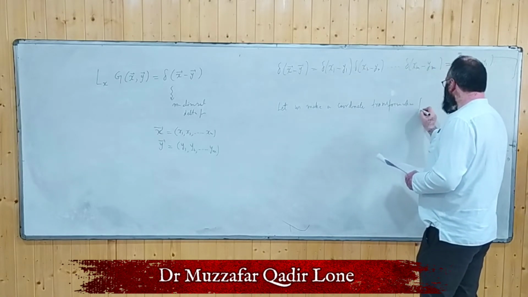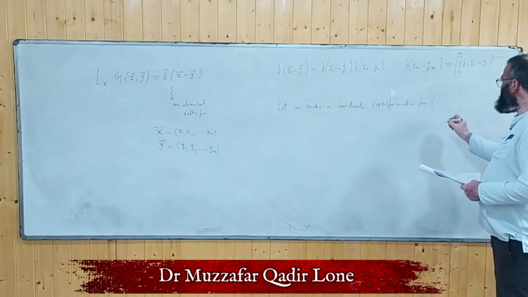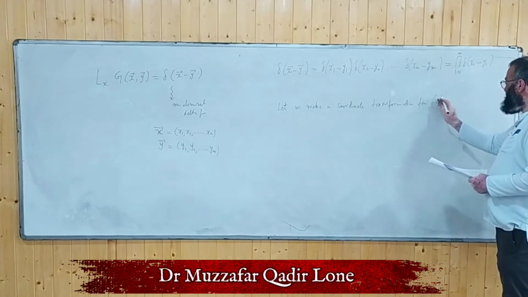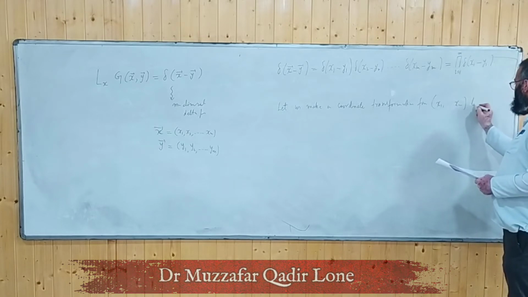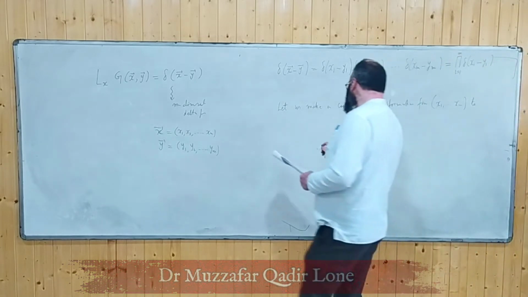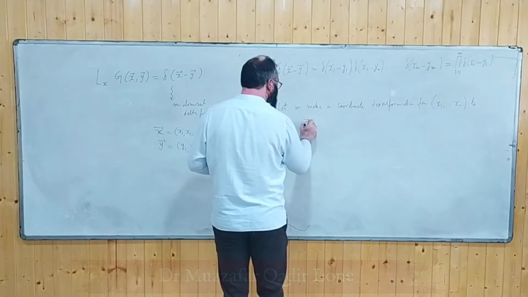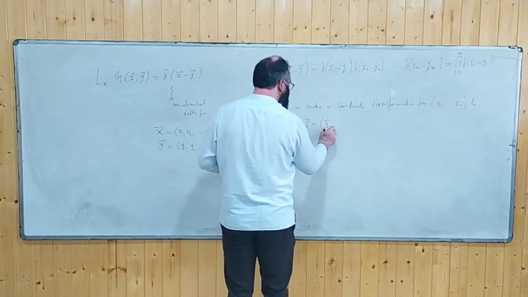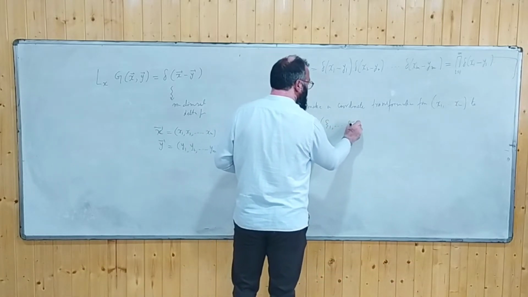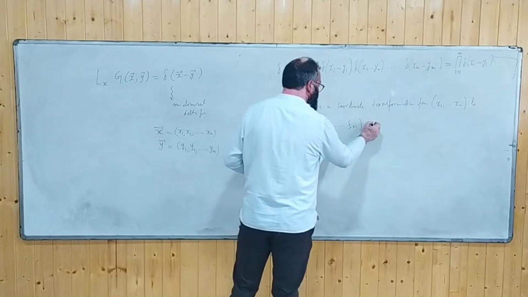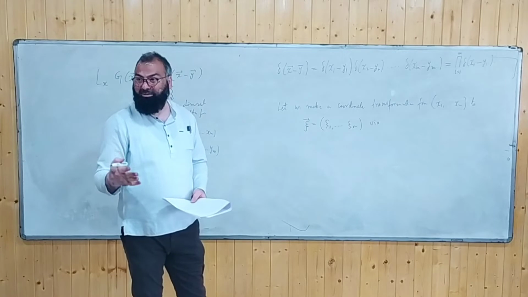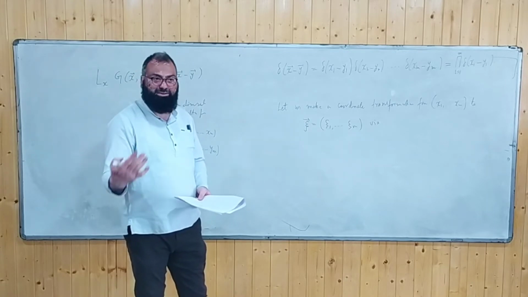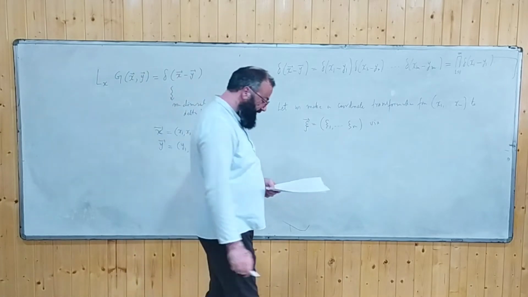Okay. From x1 to xm to some new coordinate system, zeta defined as zeta1 to zeta m. So there will be a transformation function which will transform from zetas to x or x to zeta. Let's call that function f.